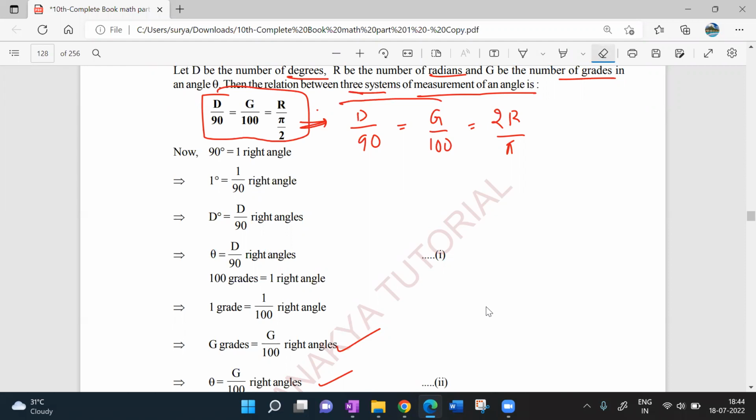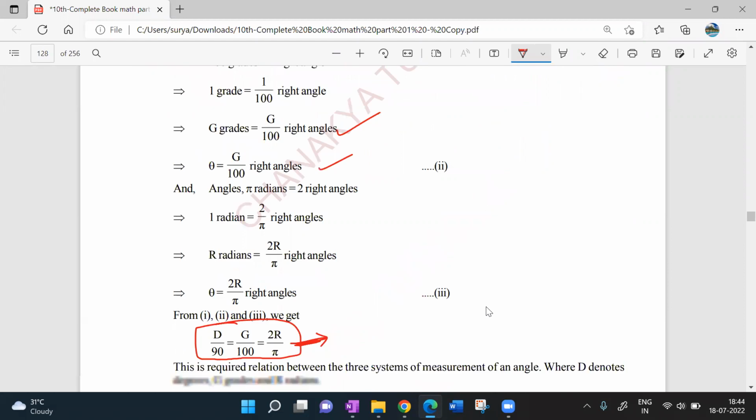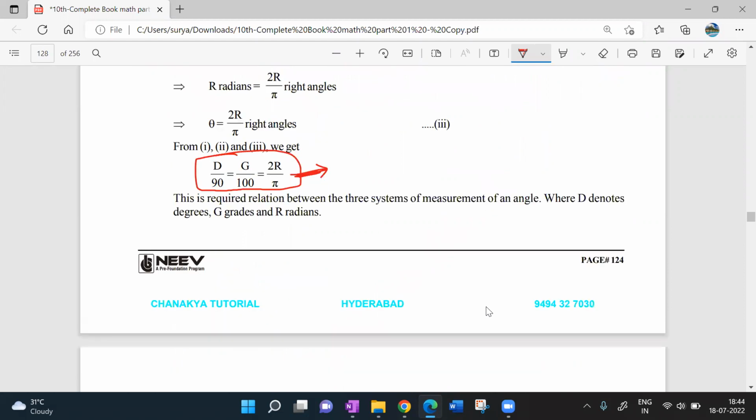Yes, sir. Understand? So yes, that is the relation he has given here. Check.